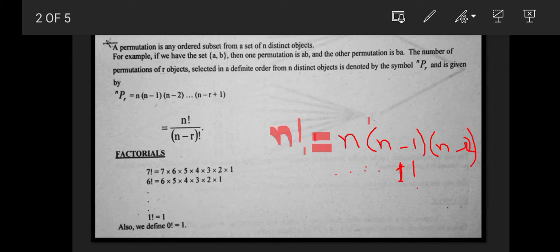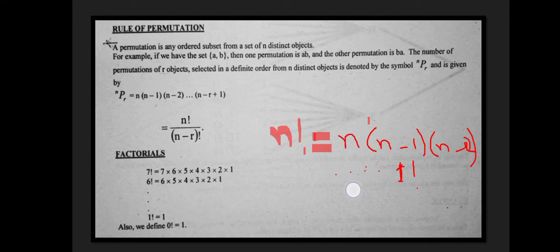So first of all, see what is a permutation, what is meant by permutations. Let's see the example of permutation. A permutation is any ordered subset from a set of n distinct objects. Here n distinct objects means the objects under study should be unique, should be different from each other.